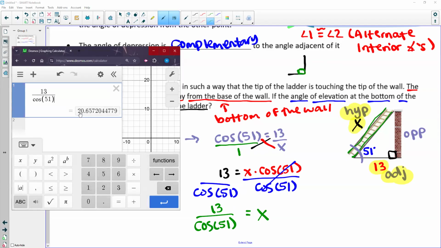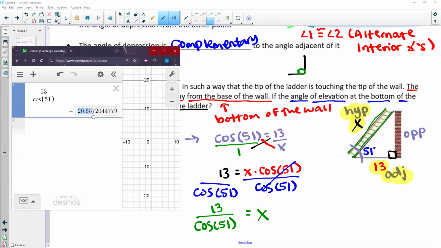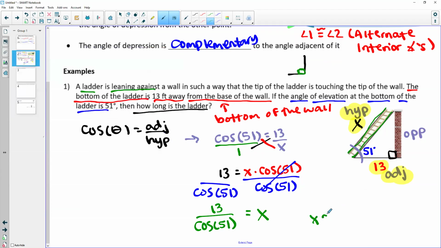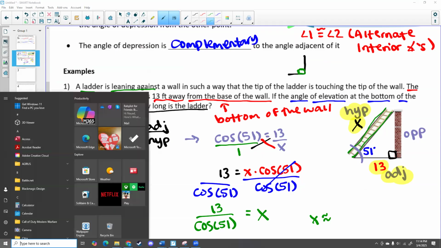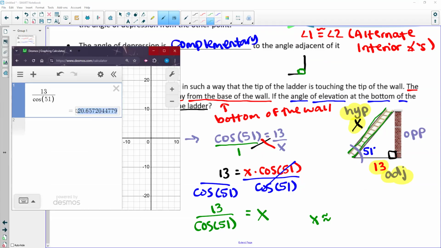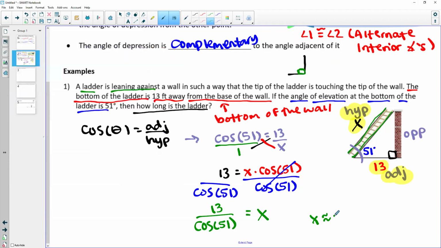If we type that in, what you get here is 20.65720447779. What we're going to do is round to the nearest 2 decimal places. If we round to the nearest 2 decimal places, we're going to look at the number that follows. So this number is 7. This means that the 0.65 is going to round up. So approximately, our value of x is going to be 20.66. This is going to round up. So 20.66.